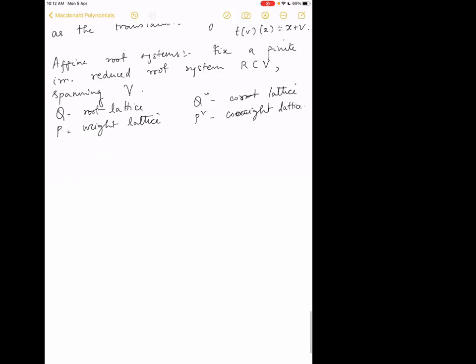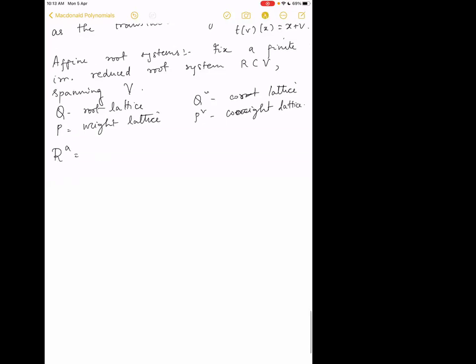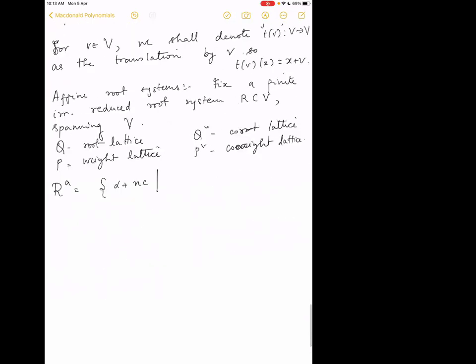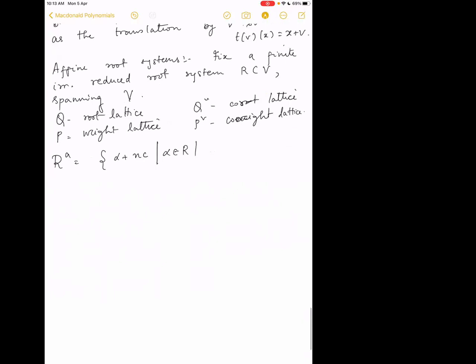And I'm going to consider R_A, which is the set of all alpha plus nC. C is this constant function equal to 1. We'll stick to that notation, where alpha belongs to R and n is in Z. So we will be focusing our attention only on such root systems. Of course, one may always drop this assumption that the finite irreducible root system is reduced. Then I have to allow for some non-integers as well.